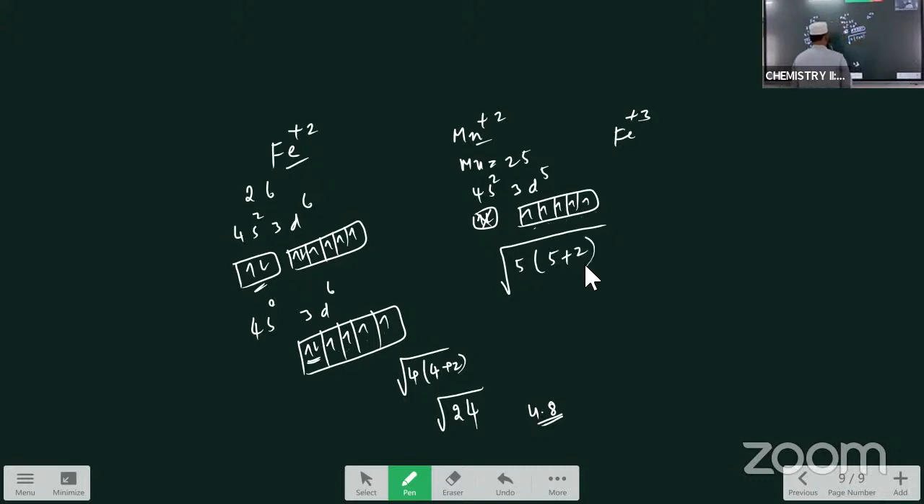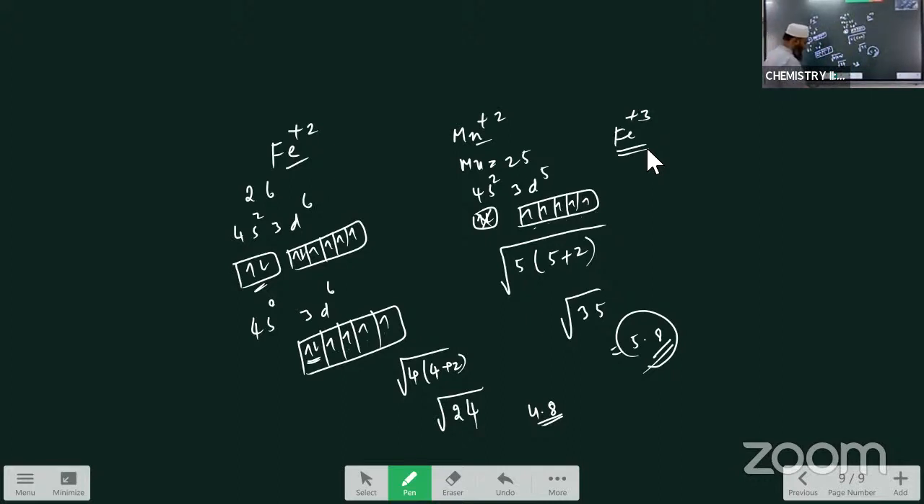Okay, 7 under root, what will come here? 35. 6 6s are 36, so what will come here? 5.8 is the magnetic moment of Mn plus 2. So similarly, what configuration does Fe plus 3 have? It has the same. There are 5 unpaired electrons, so the magnetic moment is the same 5.8 for Fe plus 3. So this is about the magnetic moment of the transition or d block elements.